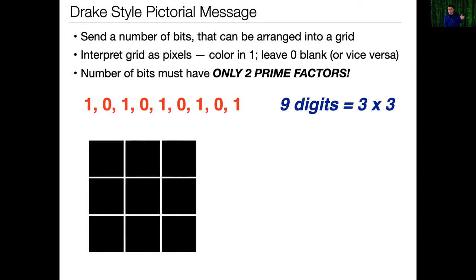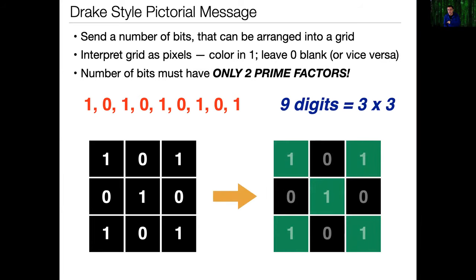So that means it can be represented as a 3 by 3 grid, right? The 2 prime factors are basically how many rows and how many columns of your data you're going to have. So you draw out your grid that has the appropriate number of rows and columns given by your 2 prime factors, and then you take your numbers and just write them in the grid in order. You just go across the rows: 1, 0, 1, 0, 1, 0, 1, 0, 1. And then you color in the grids. You can see that that message represents an X. So that's the way the game works.